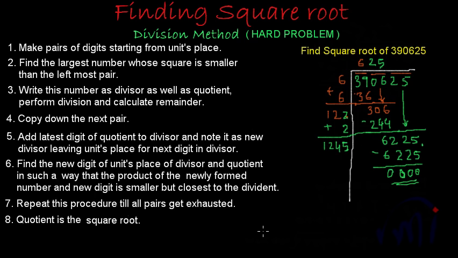That means the square root of 390,625 is equal to 625. Yes, so this is how we find the square root using the division method. And yes, we can also find the square root of decimal numbers using this method. The only thing is, in that case, this method gets slightly modified. So we'll learn about that slight modification in our next video.